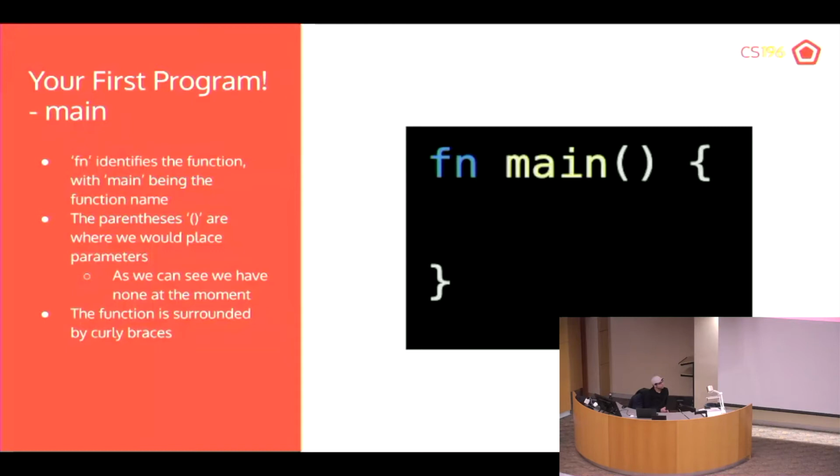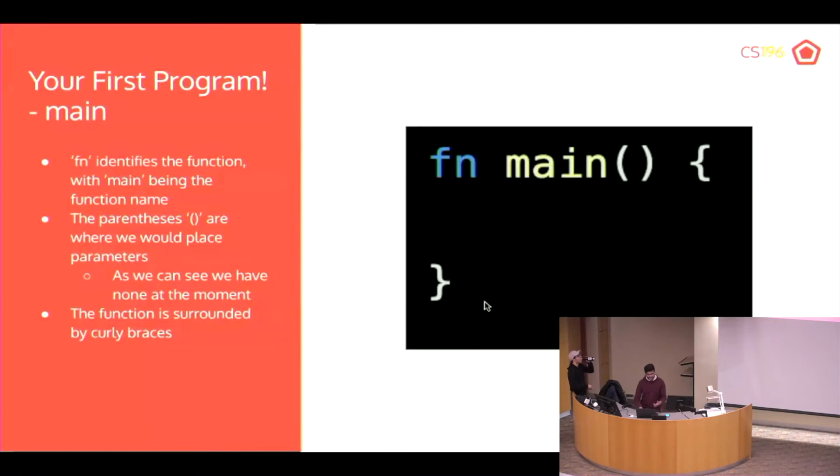So I'm going to step over here because we will demo this. This is going to be your first function. It's going to be in main like this. If you notice here, it says fn. Fn identifies the main function, with main being the function name. And fn tells you that this is a function. You can see that there's parentheses after main. That's where you put parameters into your function. And then the function itself is wrapped in curly braces, like so.